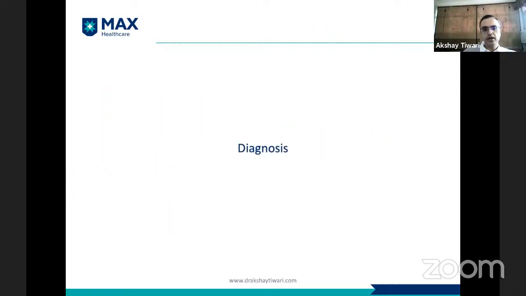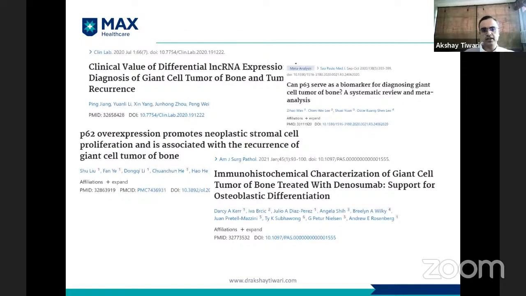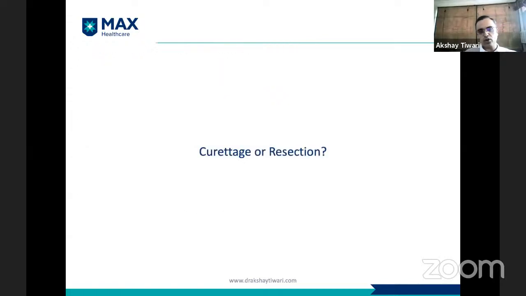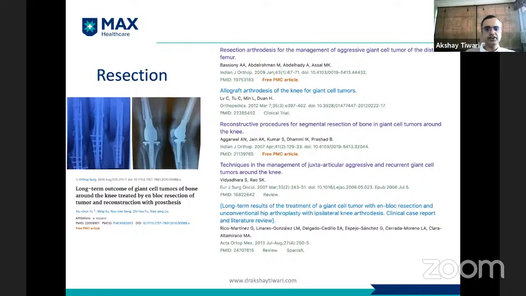A lot really has been done in terms of diagnosis, by way of immunohistochemical characterization and at the molecular level. But I think the most useful of these has been the utility of histone H3.3 mutant-specific antibodies. They've not only let us make a more confident diagnosis of giant cell tumor per se, they have been positive in recurrent metastatic giant cell tumors, post-denosumab, and giant cell tumors which had a secondary malignancy, and this was very useful to differentiate them from a de novo sarcoma having a giant cell rich appearance.